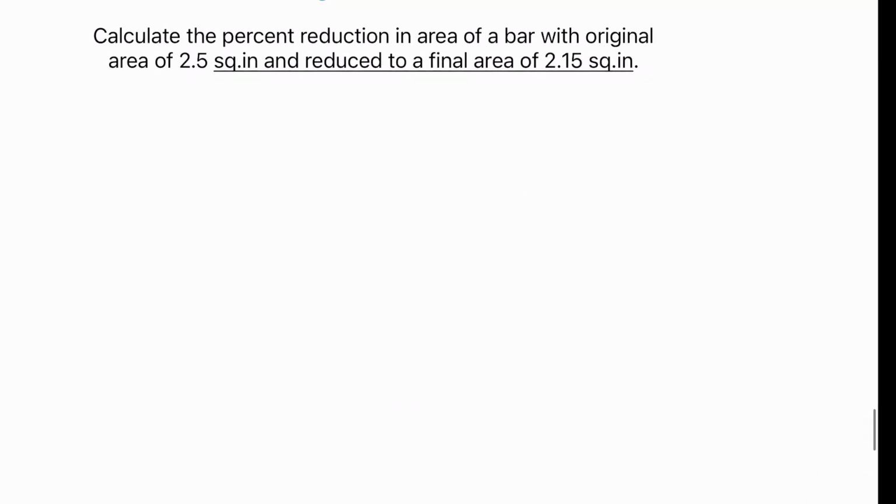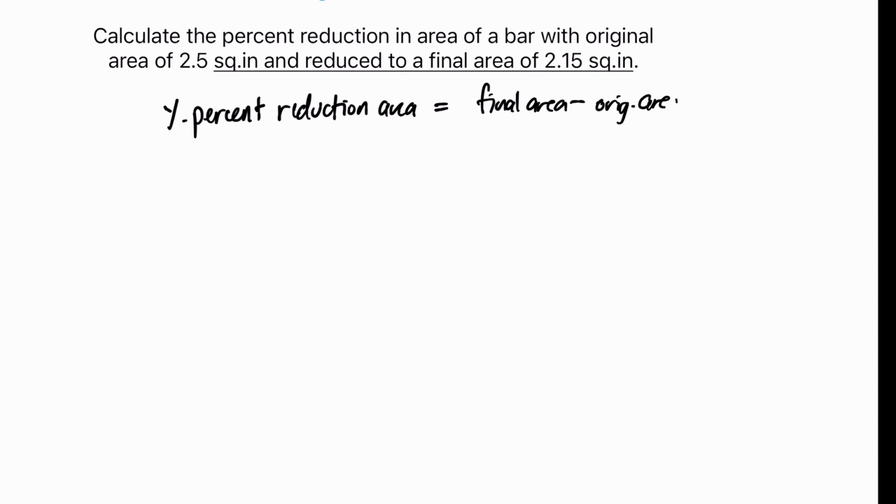It doesn't have enough ductility to basically survive the force that it will be subjected to. So for the percentage reduction in area, we have the original area of 2.5 square inch reduced to a final area of 2.15 square inch. Percentage reduction in area is given by the final area minus the original area, all over the original area, times 100%.